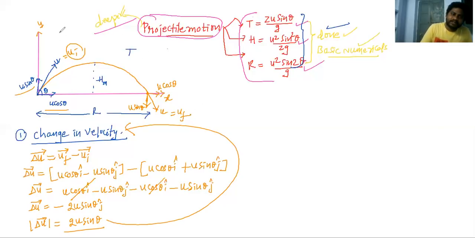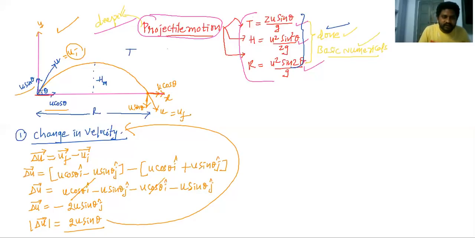Directly by looking at this projectile motion diagram, you can understand what is the change in the u cos theta component. There is no change here, as velocity has direction as well as magnitude.